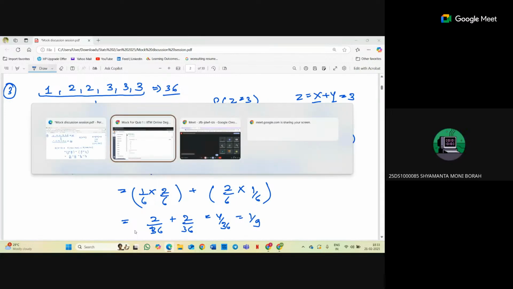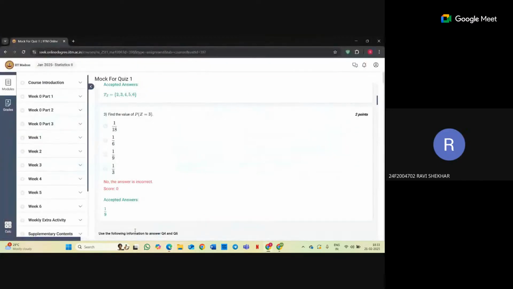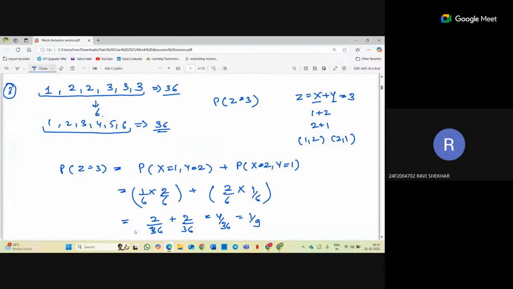Ma'am, for the same question, rather than going this way, we could have taken that entire thing as a uniform distribution with everything having 1 by 6 probability.